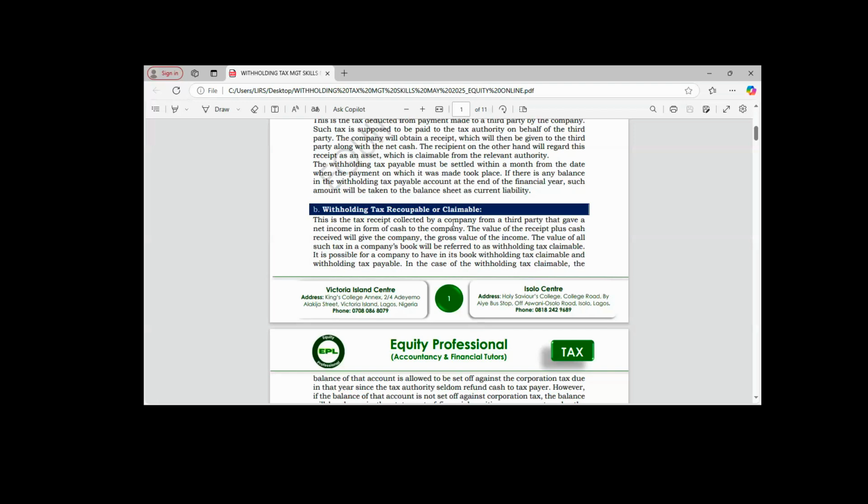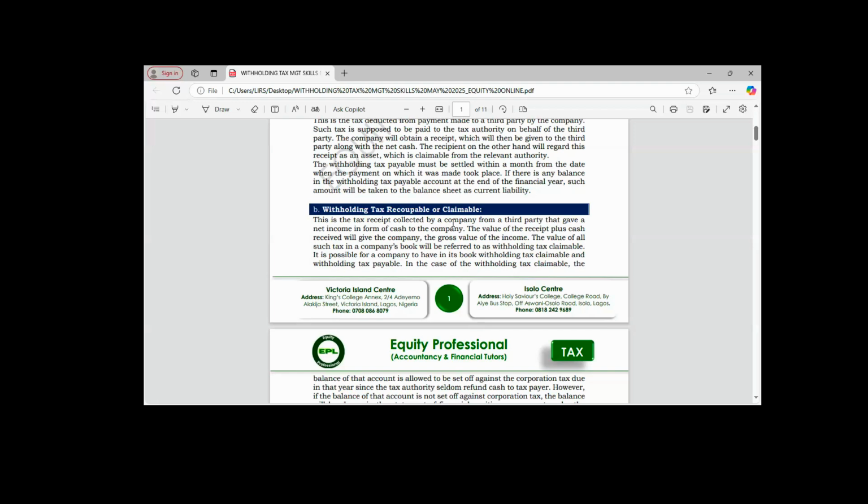It is also mandated on XYZ, before they pay equity professional, to deduct from the contract sum. Any money that is suffered by equity professional from the money they are receiving from XYZ Limited is called withholding tax claimable. So that means a company can have both withholding tax payable and claimable. So let us take note of that.